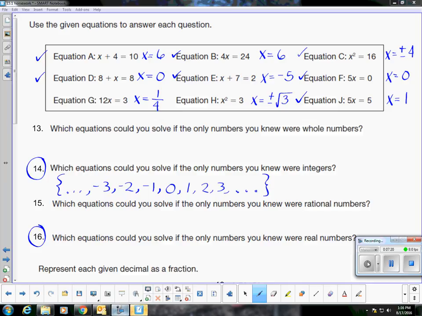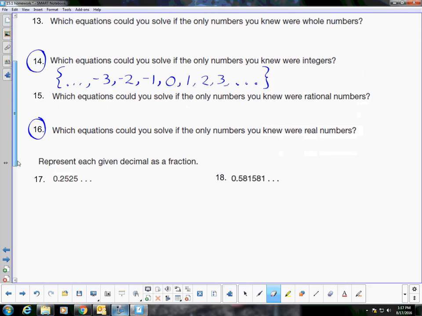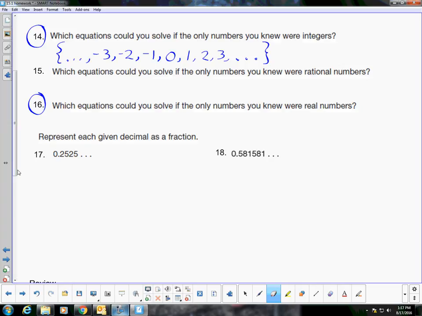Which equations can I solve if the only numbers I have are real numbers? Every equation up above has an answer that is a real number. So if I only had real numbers to select for these answers, I can use any of those. We're not going to require that you can change a decimal into a fraction in examples like this where we have repeating decimals.